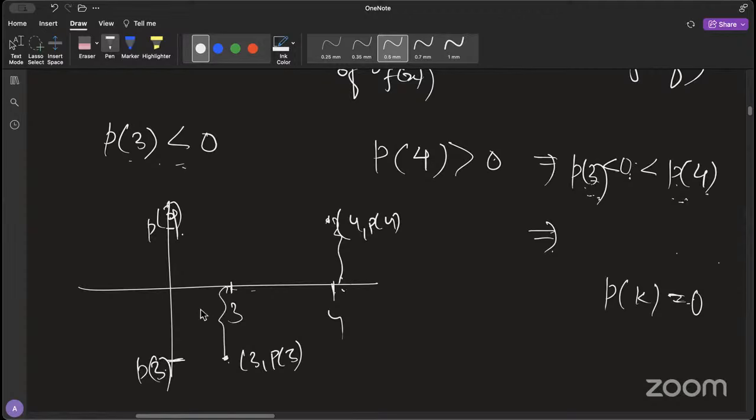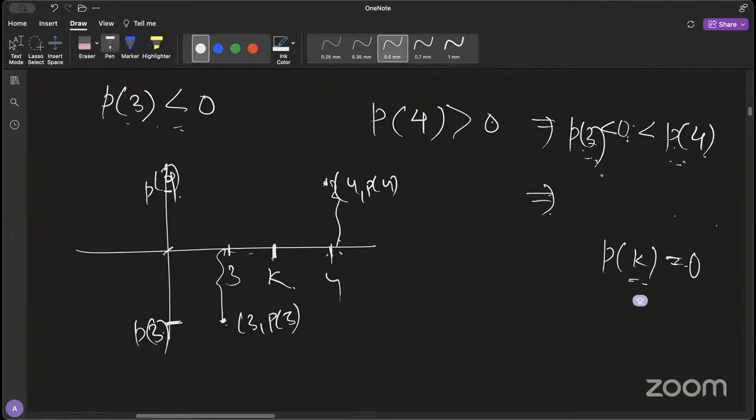This height is P3. Now we can clearly see that if this is positive and this is negative, that means 0 lies between these two numbers, right? That means you should get a number between 3 and 4 whose image should be 0, where you should have a number k such that at k you have the root of the polynomial.